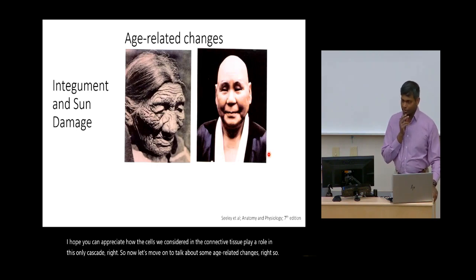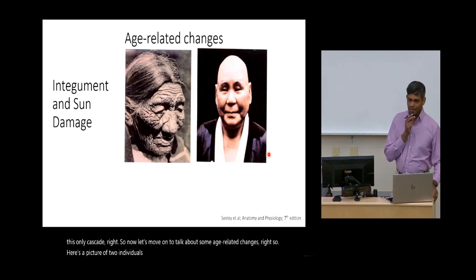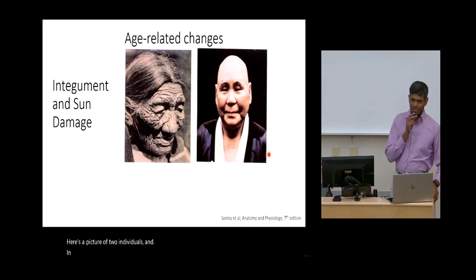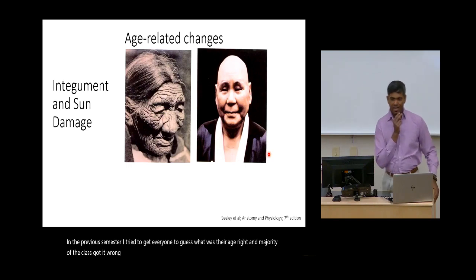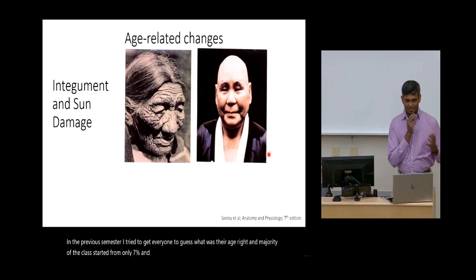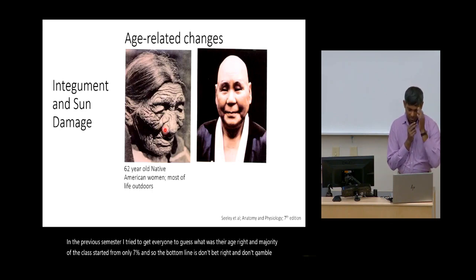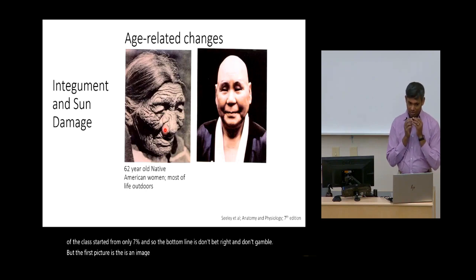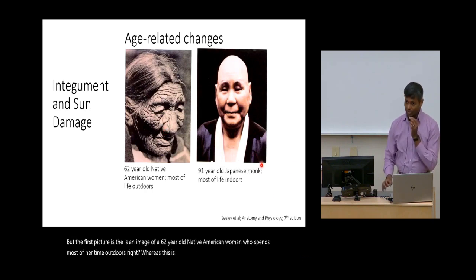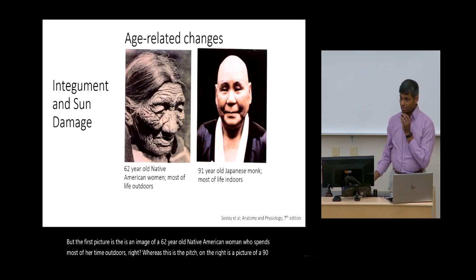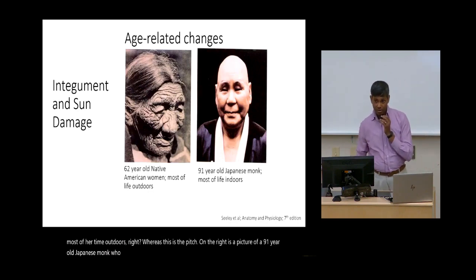So here's a picture of 2 individuals, and in the previous semester I tried to get everyone to guess their age, right? And the majority of the class got it wrong. Only 7% got it right. And so the bottom line is, don't bet, right? And don't gamble. But the first picture is an image of a 62-year-old Native American woman who spends most of her time outdoors, right? Whereas the picture on the right is a picture of a 91-year-old Japanese monk who spends most of his time indoors.